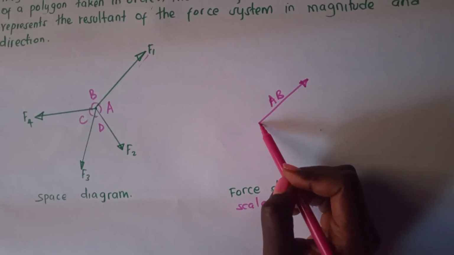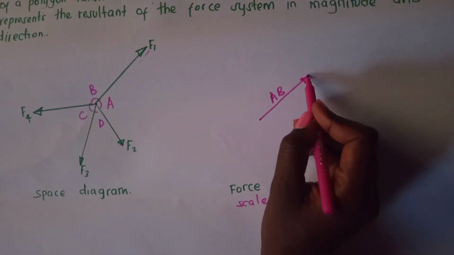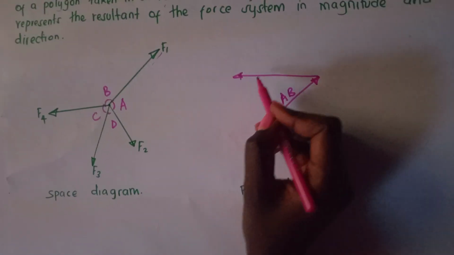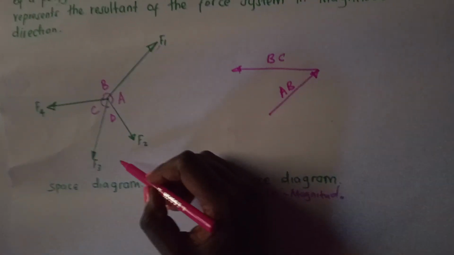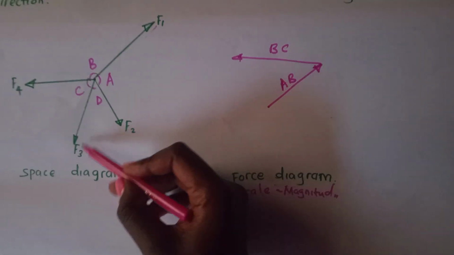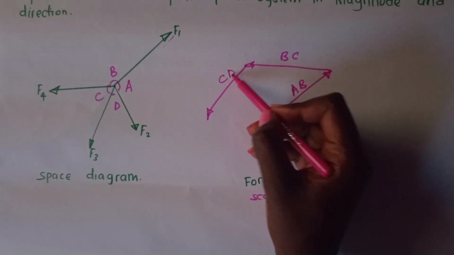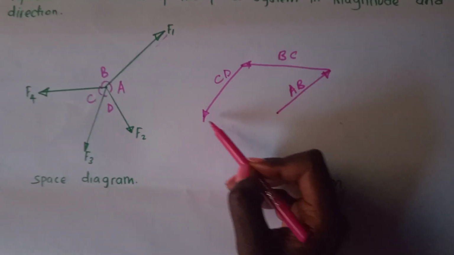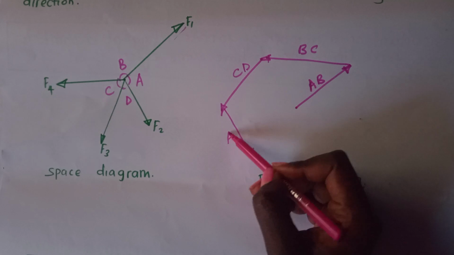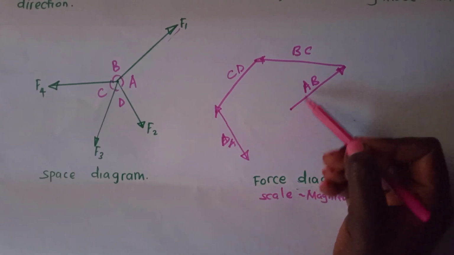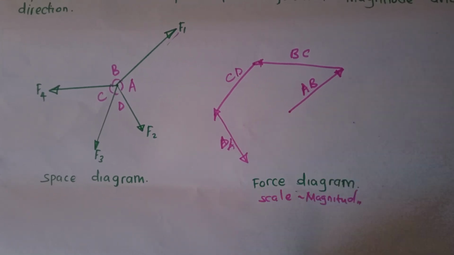For example, this is our AB for F1. Our next force would be BC for F4. So it would be in this direction. So this is our BC. Our next force would be F3 in this direction, a force parallel, and this would be represented by CD. The other one would now be F2, a force parallel to this one, and this is represented by DA. Not DA, because it's the closing side. So this is D, and you can give a note. So our resultant now would be here.